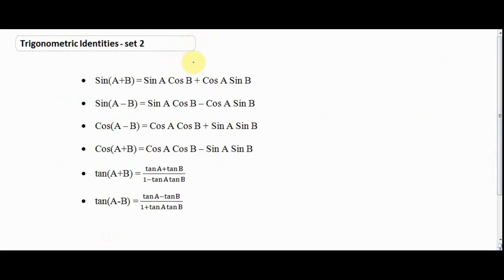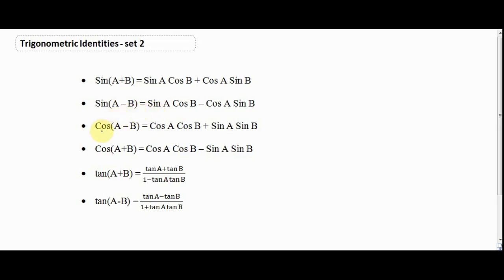The second set is like this. Sin a plus b is equal to sin a cos b plus cos a sin b. Sin a minus b is equal to sin a cos b minus cos a sin b. So these two are similar. The only difference is that here we have plus sign and here we have minus sign.